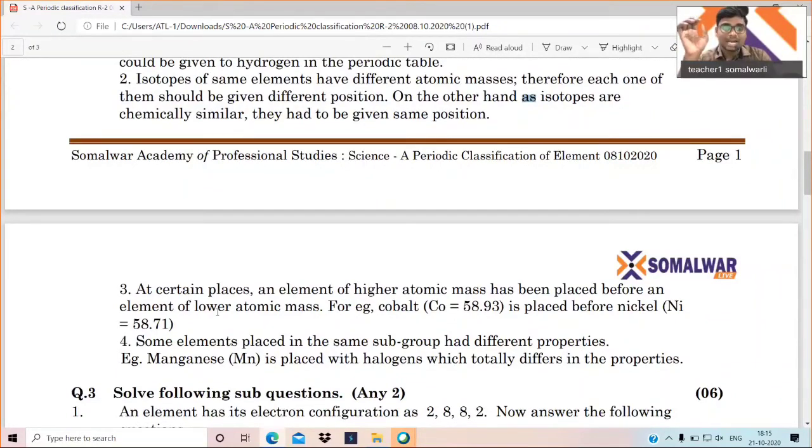Now some elements are placed in a group where the properties are not matching. For example, manganese is placed with the halogens where the properties are very different, because manganese is a kind of metal and halogens are a kind of non-metal. It was one of the biggest mistakes. Elements belonging to the same group should have the same properties, but there was a mistake.